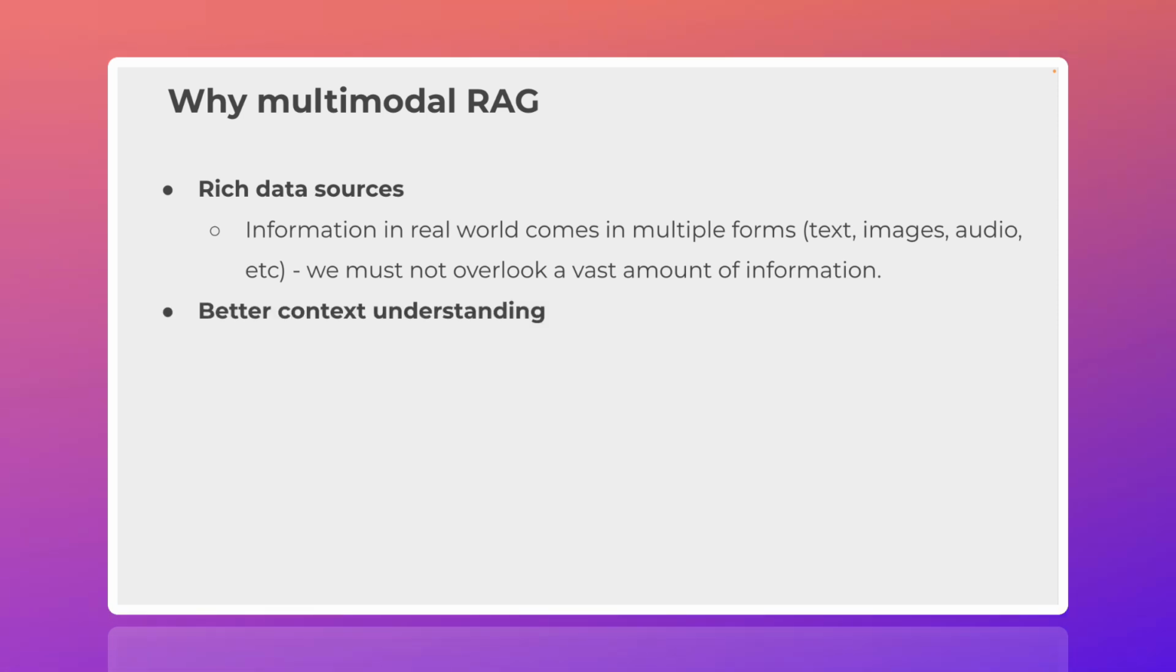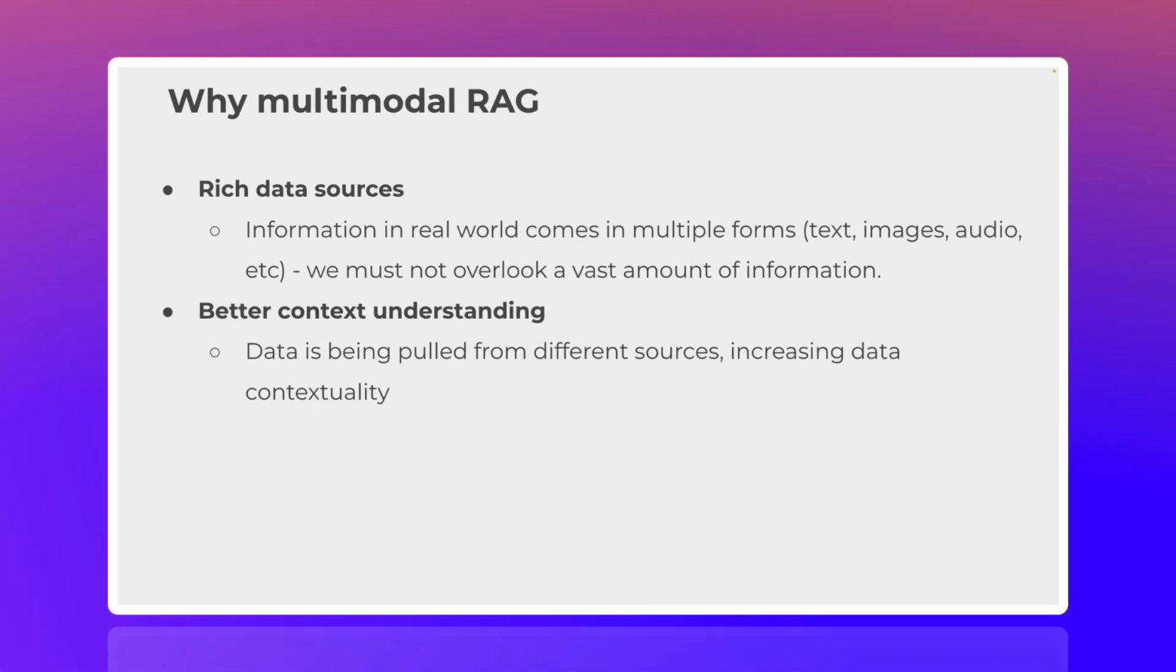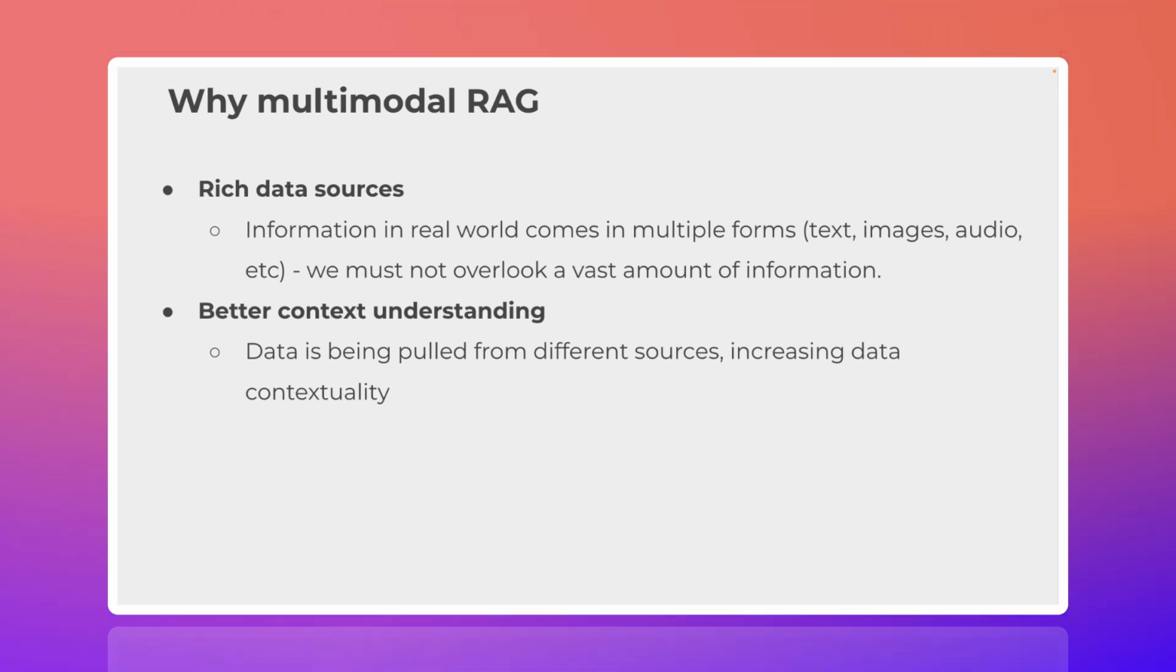Okay? And we also have a better context understanding, because by pulling from multiple data sources, multimodal RAG can generate more comprehensive answers or recommendations, right? As an example, imagine an e-commerce site: an AI system might retrieve product images, user reviews, in this case text, and video reviews to generate a comprehensive product recommendation.